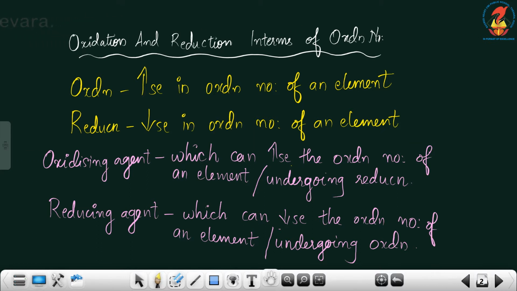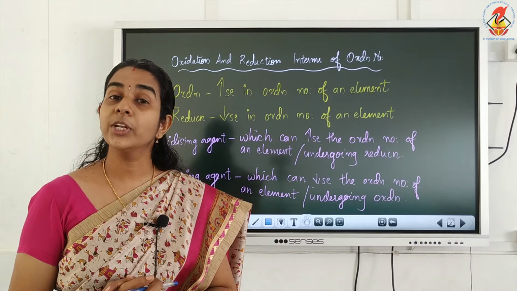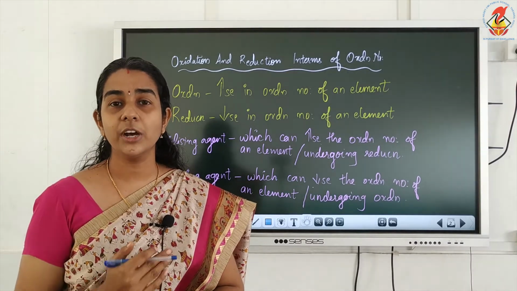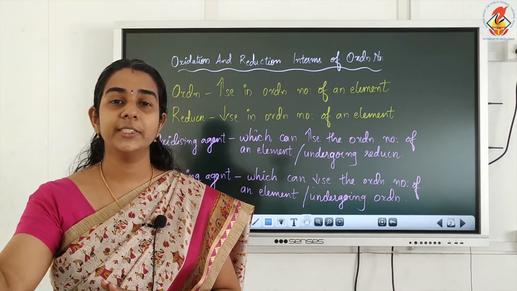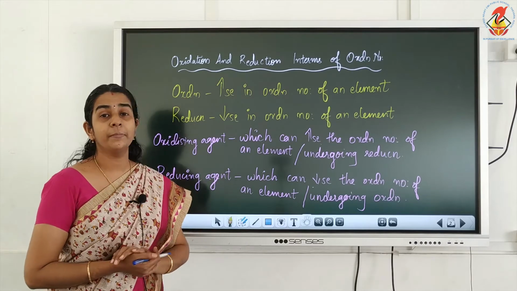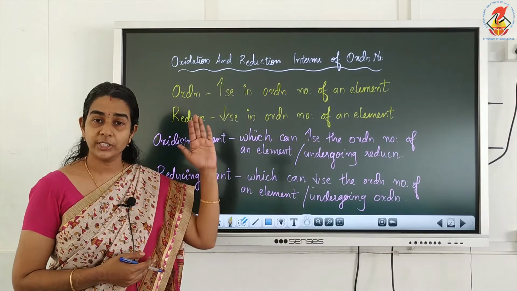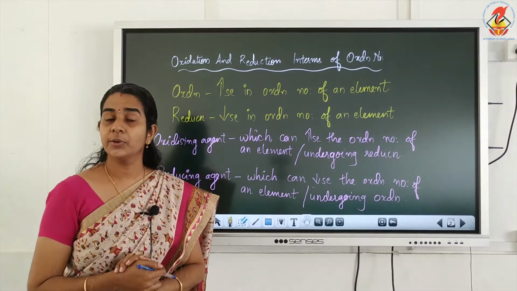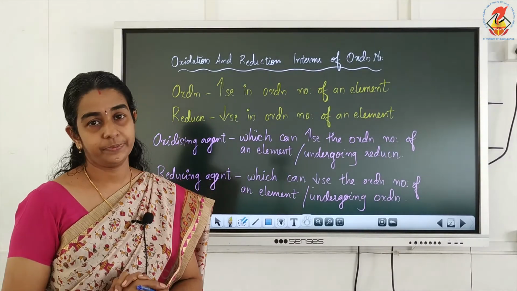reduction. Why is there an increase in oxidation number during oxidation? Because there is losing of electrons. During losing of electrons, what happens to the charge? If it is a positive charge, +1 will become +2 or +3 or +4, etc. That means an increase in oxidation number always represents oxidation, and a decrease in oxidation number always represents reduction.